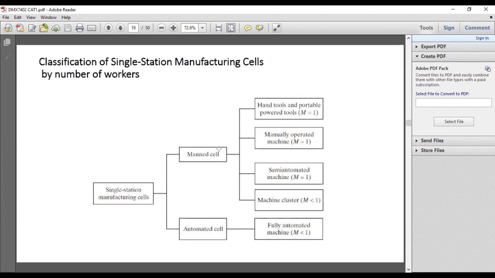Then only automated cells use fully automated machines; others can use portable machines and CNCs like that. It depends. The basic classification is manual. Manned cells mean manual, maybe called manual cells, so manually operated machines will be there. Basically, in all these, one person has to be there all the time. Here, in a machine cluster, two machines may be kept by one person. Okay, sir.